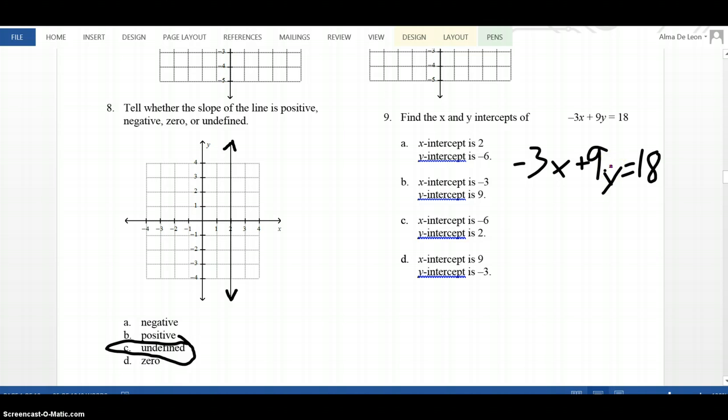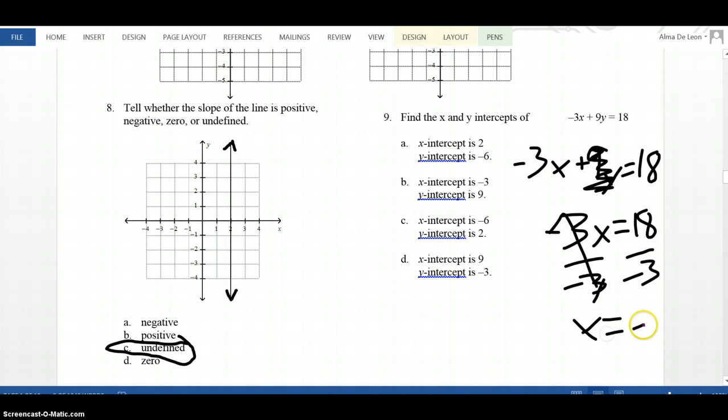Now, if I want to find an x value, that means I need to get rid of the y's. So I'm going to scratch out the y. I'm left with negative 3x equals 18. And to get rid of that negative 3 in front of the x, I'm going to divide everything by negative 3. And I have x equals negative 6.